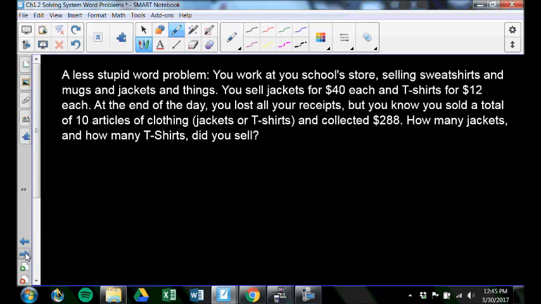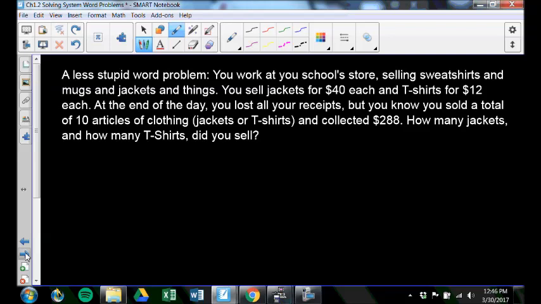Here's a less stupid word problem. You work at your school store selling sweatshirts and mugs and jackets and things. One day you sell jackets for $40 each and t-shirts for $12 each, and at the end of the day you lost all your receipts. You know you sold a total of 10 articles of clothing, jackets or t-shirts, and collected $288. How many jackets and how many t-shirts did you sell?